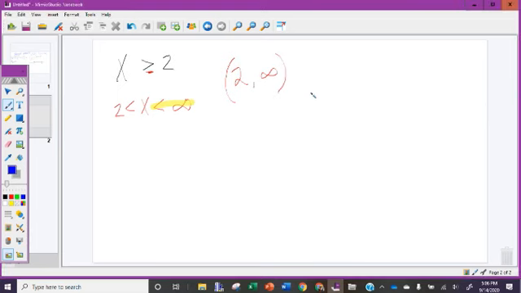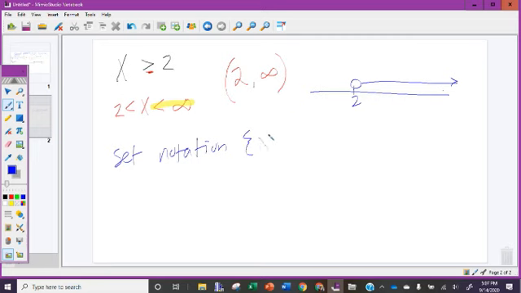When I graph this on a number line, I am going to be at 2 with an open circle and heading forever towards infinity. Again, if I wanted to write this in set notation, it literally means I'm taking the inequality, adding braces, x such that x is greater than 2. And that would be my set notation.